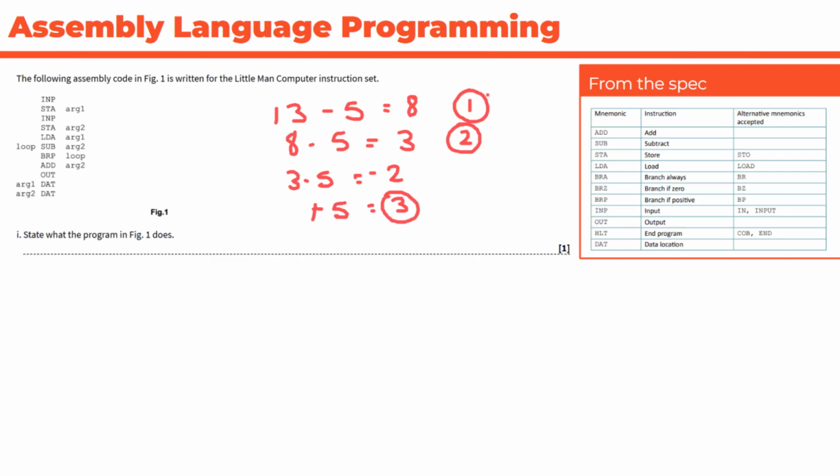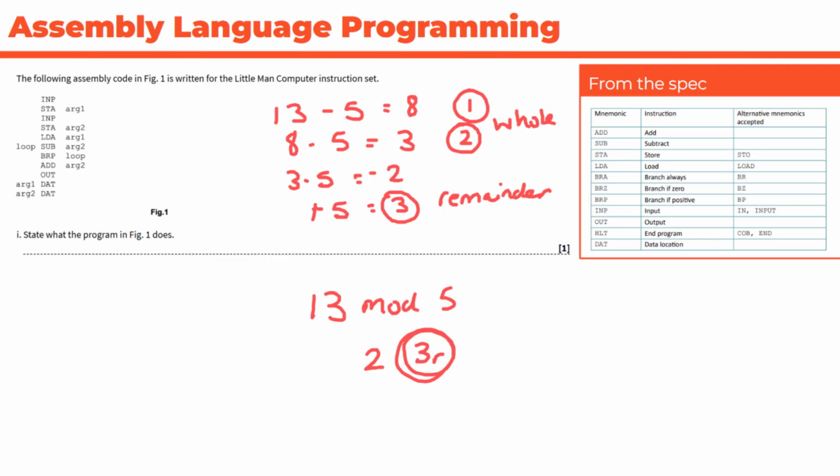So if you think about it, we got 2 whole divisions here, and we've got a remainder from the division, because we can't divide it because it doesn't go into 5 properly. This is our remainder. So what this algorithm was actually performing was a modulus operation. So if you did 13 mod 5, you'd get 2 whole divisions and 3 as a remainder. And this is what we keep in a modular division.